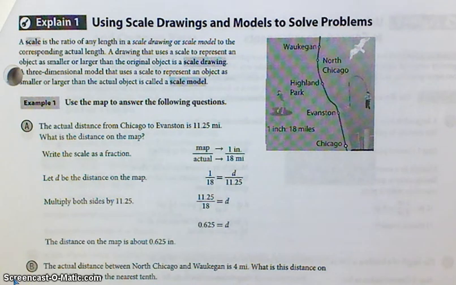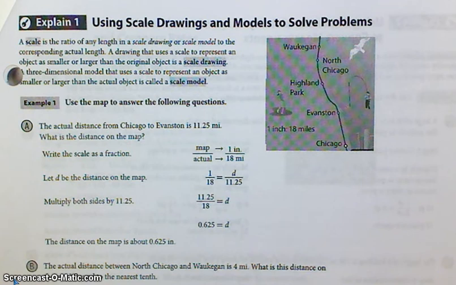All right, I'm now on page 16, and now we're going to talk about scale drawings, which is really, we're still using ratios, but this has a particular application. So a scale is the ratio of any length in a scale drawing or scale model to the corresponding actual length. So a drawing that uses a scale to represent an object as smaller or larger than the original object is called a scale drawing. If you've ever seen house blueprints, that's a scale drawing, okay? Because you've represented an entire house on a little piece of paper.